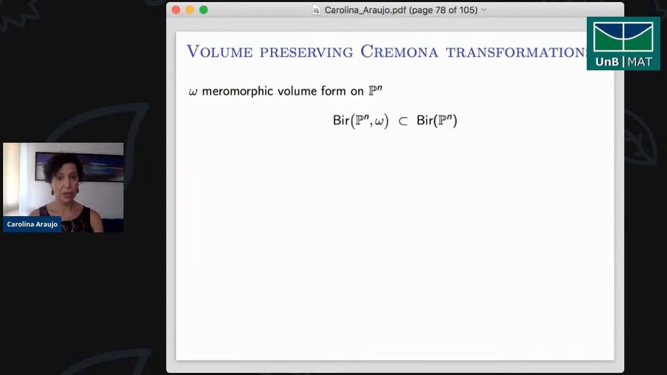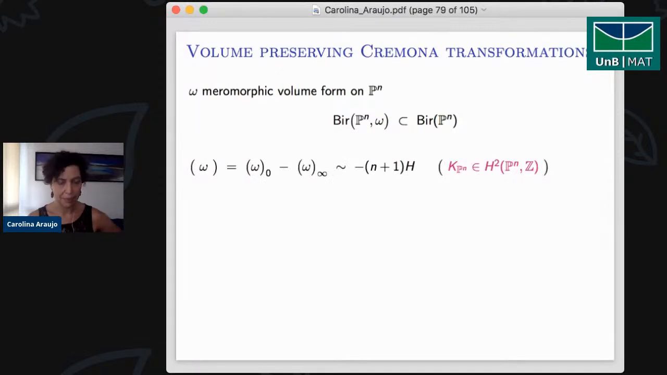So what we do is, instead of fixing that meromorphic volume form that is natural on the torus, we can fix any meromorphic volume form. And we want to look at the group of birational self-maps of Pn that preserve this volume form, at least up to scaling. Now, if you have a volume form on Pn, then you can look at the hypersurface, the zeros minus the poles. The zeros is just to take the hypersurfaces where this volume form vanishes, and the pole is just where it has a pole.